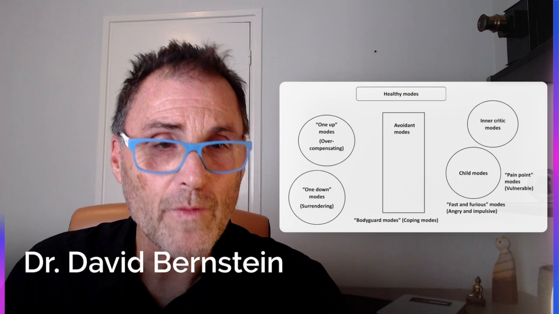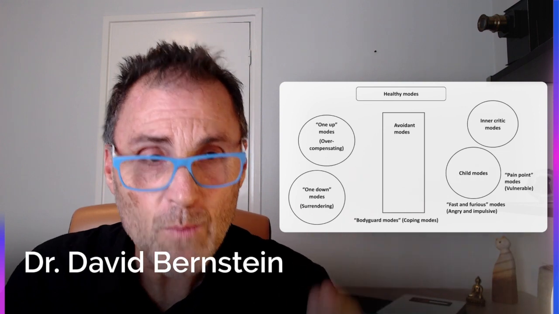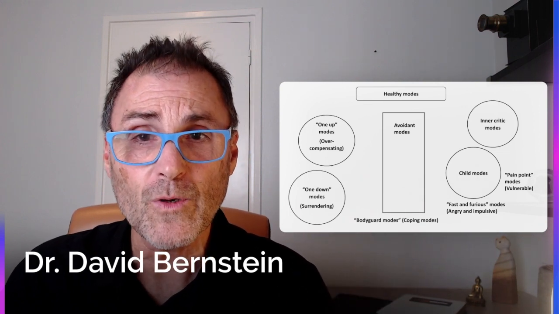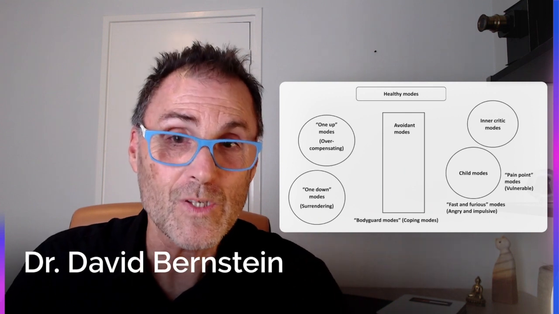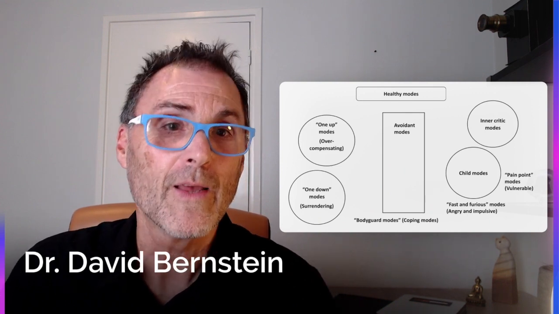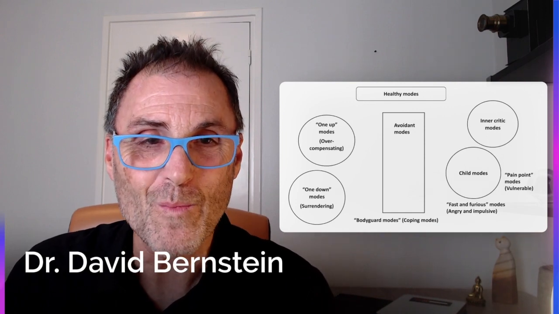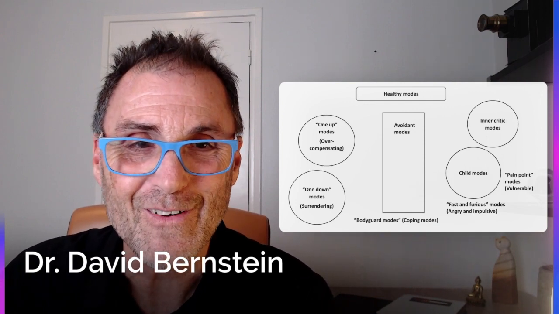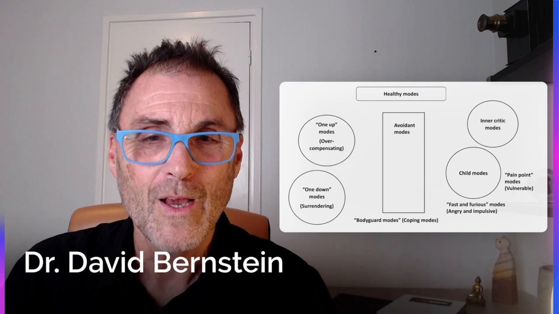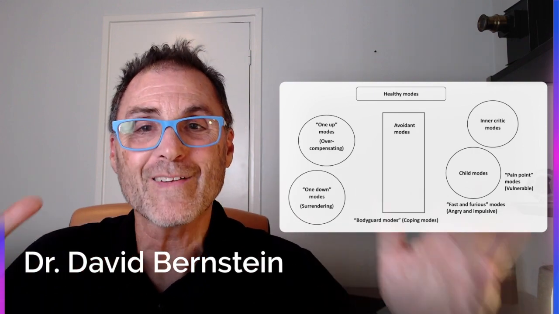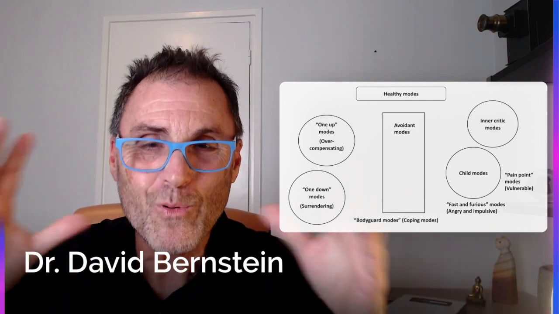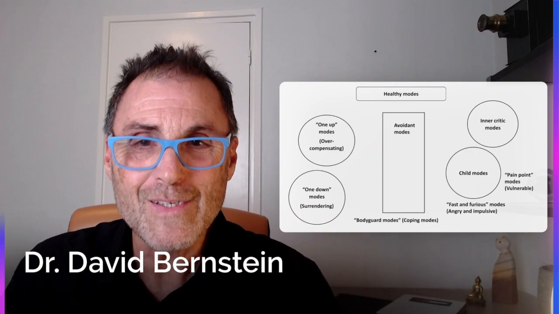And furthermore, within the child modes, I tend to use the term pain point modes for the vulnerable child modes, because when you touch on somebody's emotional wounds, it causes pain. And for the angry and impulsive child modes, I refer to them as the fast and furious modes, also within the child modes. Okay, so this is one way to take that information that you gathered and put it into visual form. Now let's take an example.